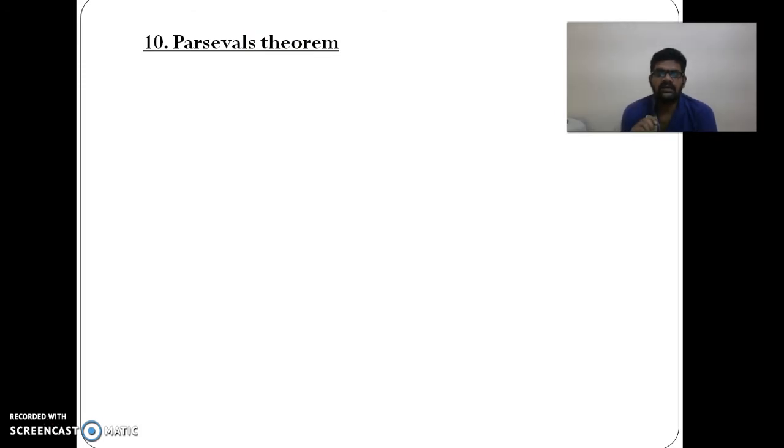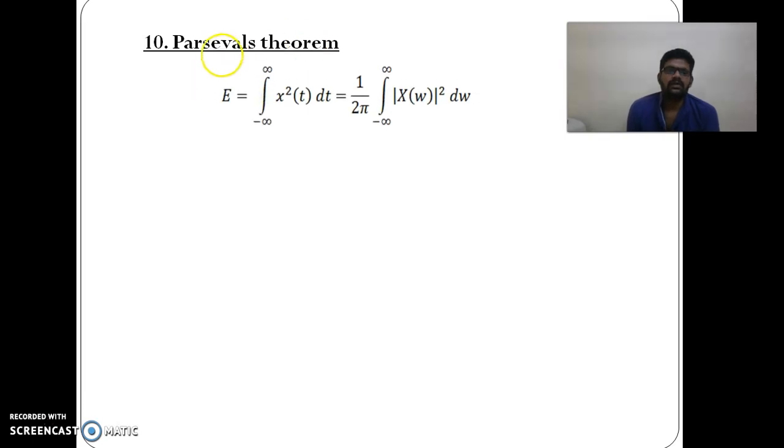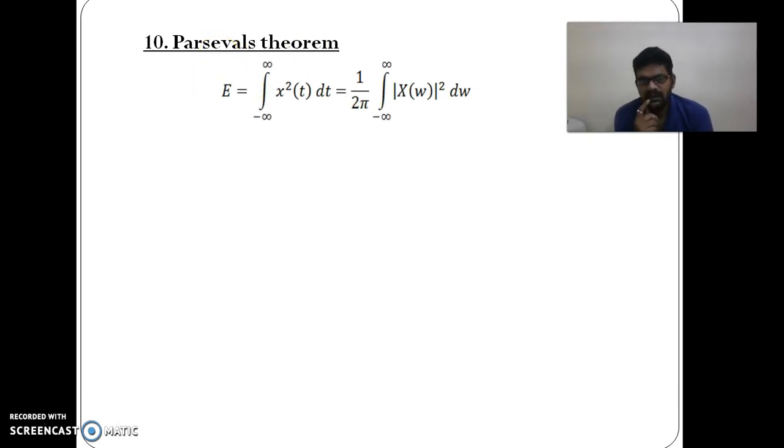Okay, next one is Parseval's relation or Parseval's theorem, an important theorem that is used to estimate the energy in spectral densities. It defines that the energy E is equal to the integral from minus infinity to plus infinity of x square of t dt, which is equal to 1 by 2 pi times the integral from minus infinity to plus infinity of mod X of omega whole square d omega. The left side function, the integral of x square of t, is the energy formula, and if we have the Fourier transform function, directly squaring and integrating over minus to plus infinity, we get the energy of the function.